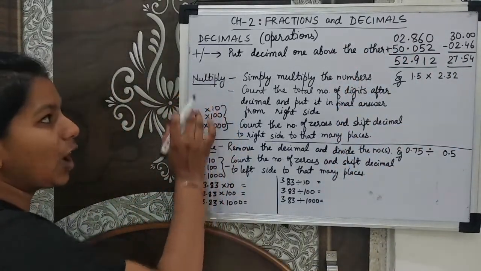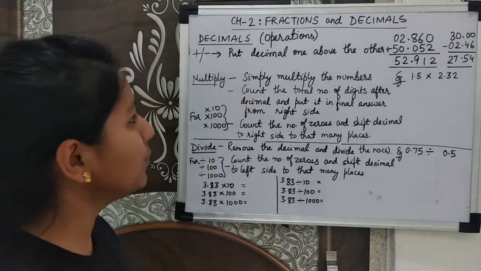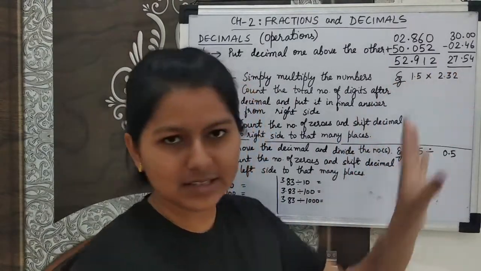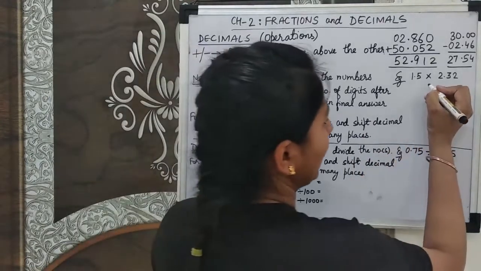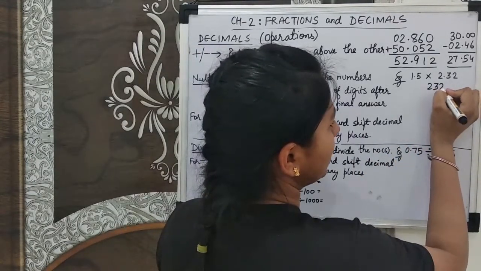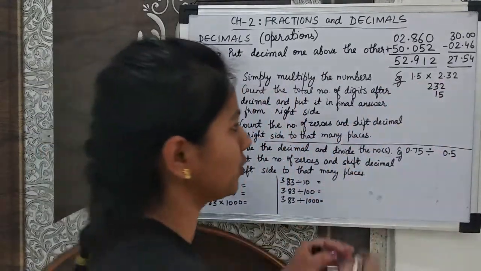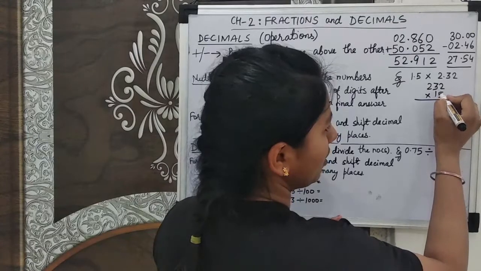Now we will see how we can multiply two decimal numbers. Now what is the first rule? Simply multiply the numbers. Just forget that there is any decimal in the number. Normal multiplication we will do, like I will multiply 232 by 15. I will forget that there is a decimal also. So simple multiplication we will do. 5 2s are 10.